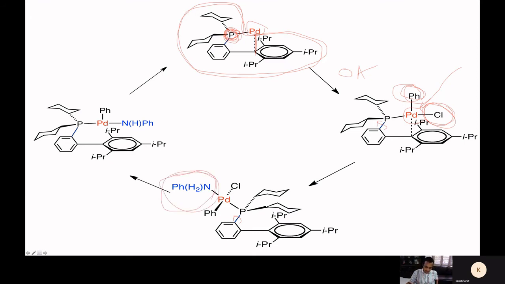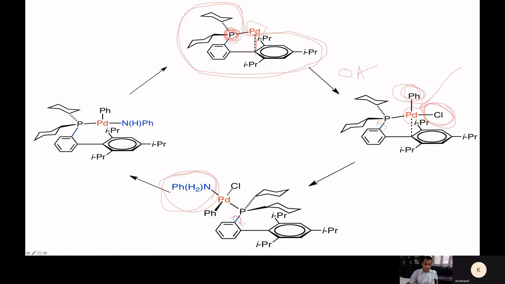Amine binds, and then HCl removes, the neutralization with a base. HCl, hydrochloric acid, comes out, and gets neutralized by the base, and now you have a situation where palladium, nitrogen, and carbon from the aryl ring and phosphine is there. Now this was outside, it has to go back in, it comes back in.